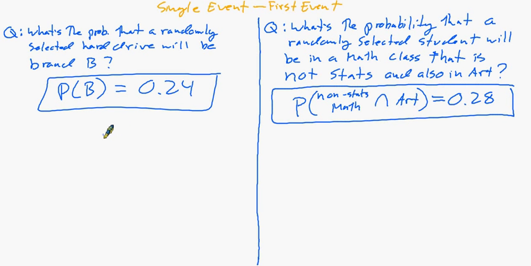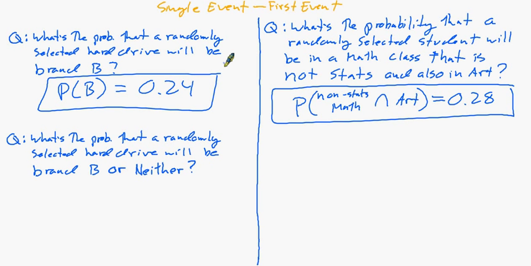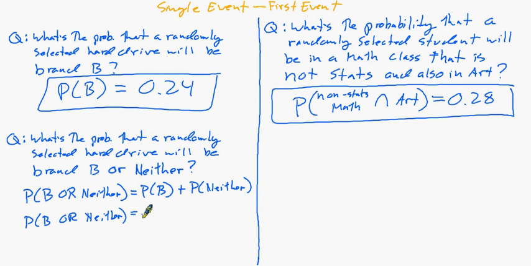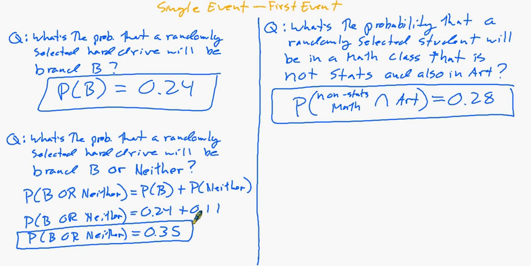Let's go back over to our computers and look at a different kind of single event. It's almost the same as the first one, but we have our OR. Probability that a hard drive randomly selected will be brand B or neither. If we wrote it out in probability notation, it should look familiar, and we have an OR, so that would be the addition rule. And we can plug in the numbers, and we get our answer of 35% chance of selecting B or neither.